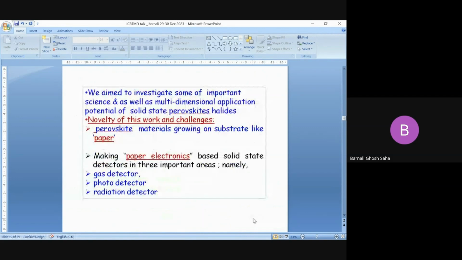In this project, we aim to investigate some of the important science as well as the multidimensional application potential of solid-state perovskite halides. Novelty of this work and challenges: what are the challenges? Perovskite material we are growing as a single crystal, everything. But growing on a substrate like paper is challenging. That is why we could make a flexible or wearable detector. Making paper electronics based solid state detectors, we are working in three important areas: gas detector, photo detector, radiation detector. Today I will be telling about the radiation detector, but I will show one slide on the gas detector also.